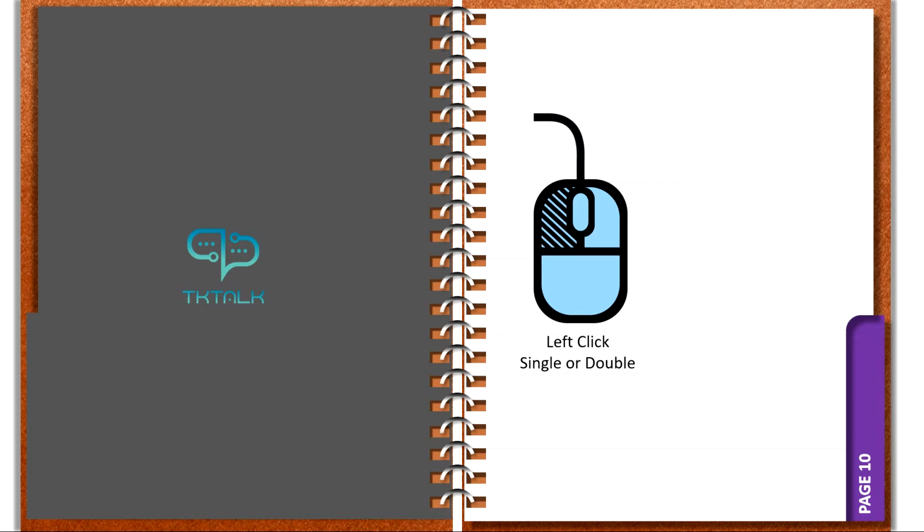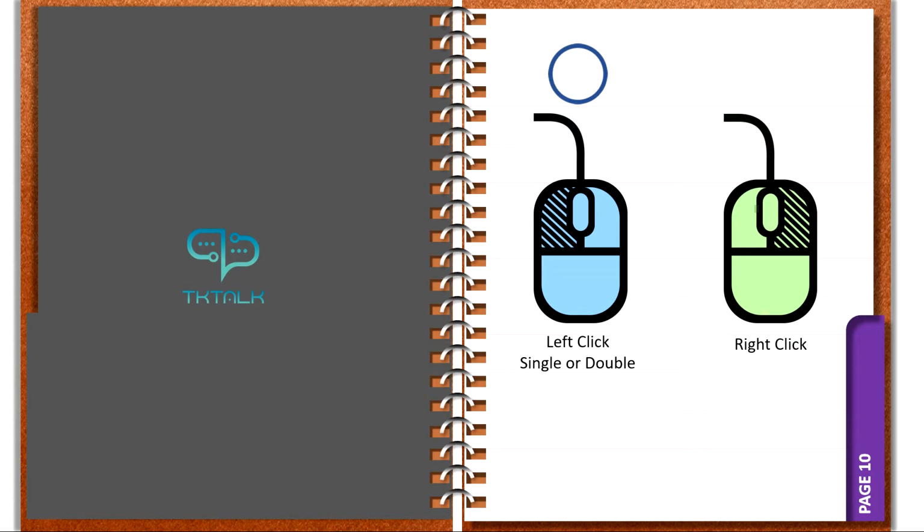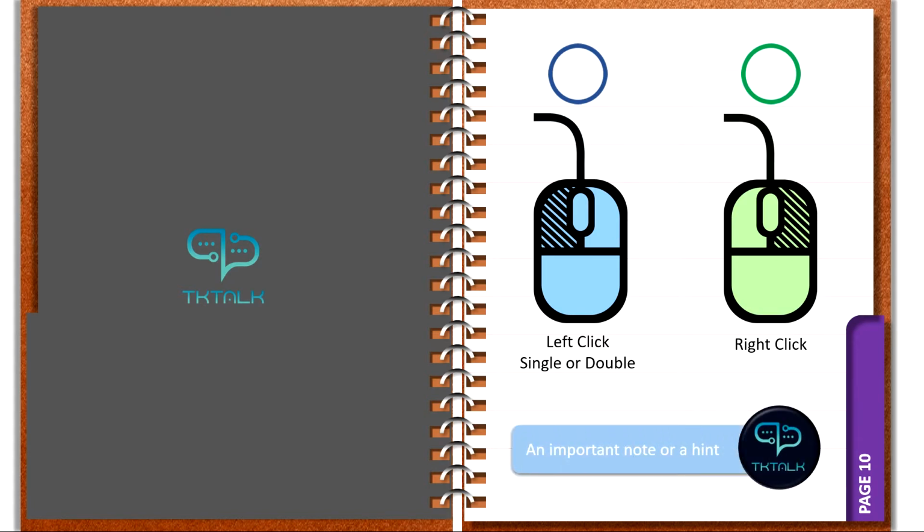Last thing, in this video, when we click the mouse left button, whether it is a single or double click, you will see blue bubbles like shown here, and green bubbles for a right mouse click. And when we have important notes or hints, you will see pop-ups like this.